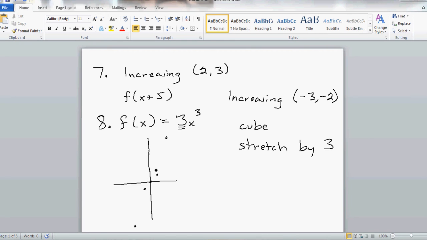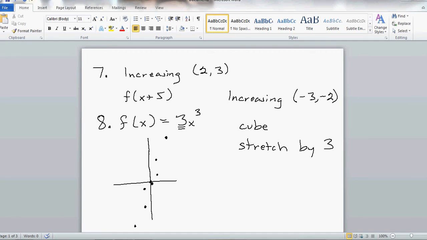Now, what that means is this. If we have (0, 0), the y value is 0. Stretch that by 3, or in other words, 3 times 0 is still 0. This one right here, the 1, that's the y value for 1. If we stretch that by 3, that's going to go up to (1, 3). Likewise, if we have -1 here, the y value is -1. Stretch that by 3, and it goes to -3. This y value of 8, stretch it by 3 is 24. Well, that's well off the graph, so I'm not even going to try that. Likewise, -8 would stretch all the way down to -24.